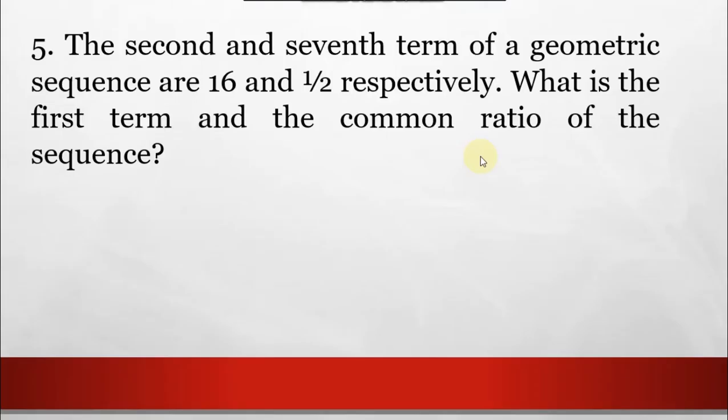Now let us have the last example for finding the nth term of a sequence. So let us read this. The second and seventh term of a geometric sequence are 16 and 1/2 respectively. So what is the first term and common ratio of the given sequence? So please take note, a sub 2 is 16, a sub 7 is 1/2. So what we will find is the first term and the common ratio of the sequence.